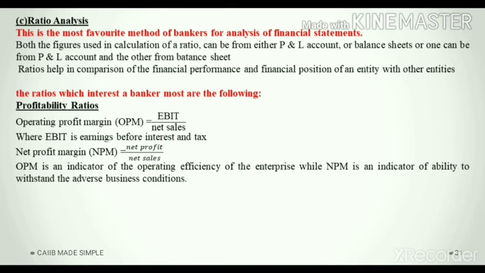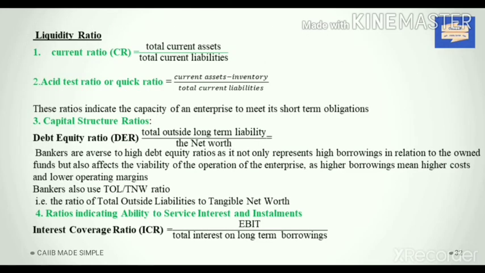First is profitability ratio. Operating profit margin, OPM, equal to EBIT by net sales, where EBIT is the earnings before interest and tax. Net profit margin, NPM, equal to net profit by net sales. OPM is an indicator of the operating efficiency of the enterprise, while NPM is an indicator of ability to withstand adverse business conditions. Next is the liquidity ratio.